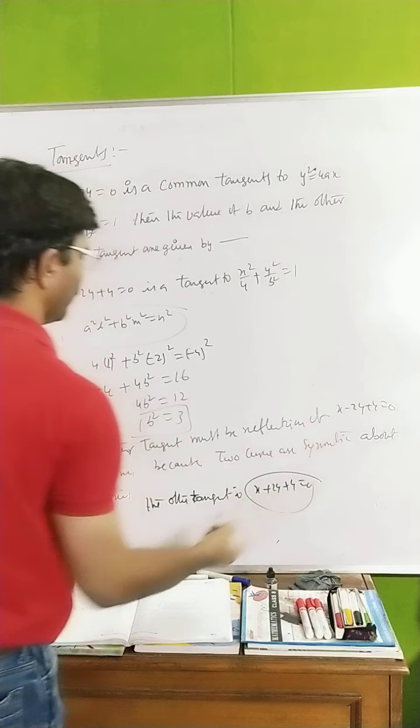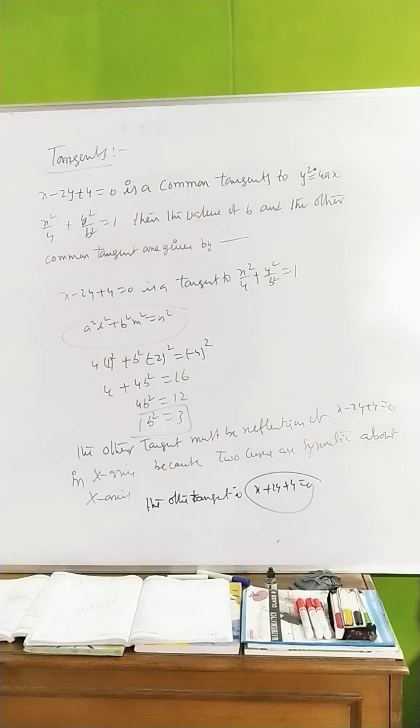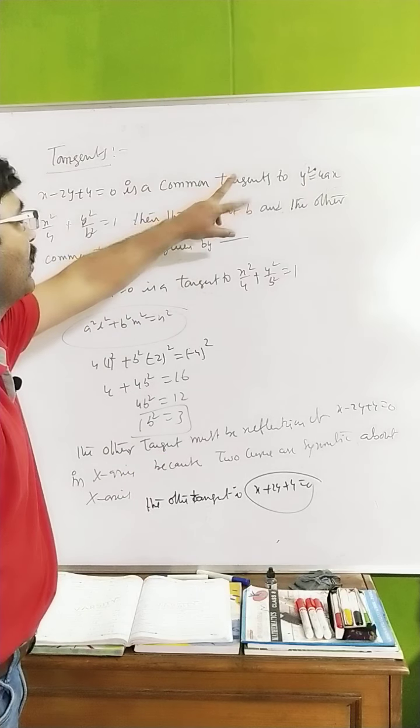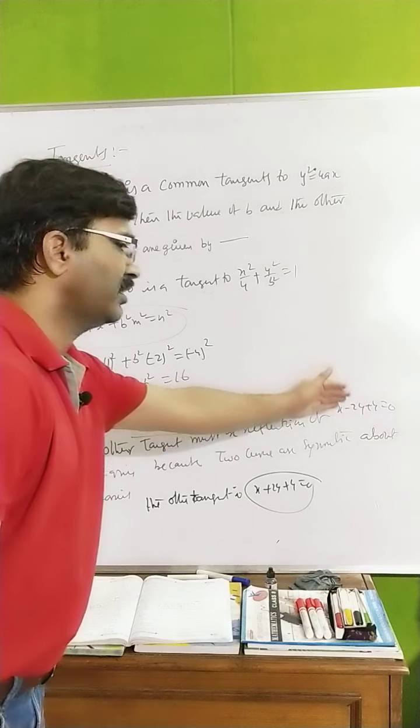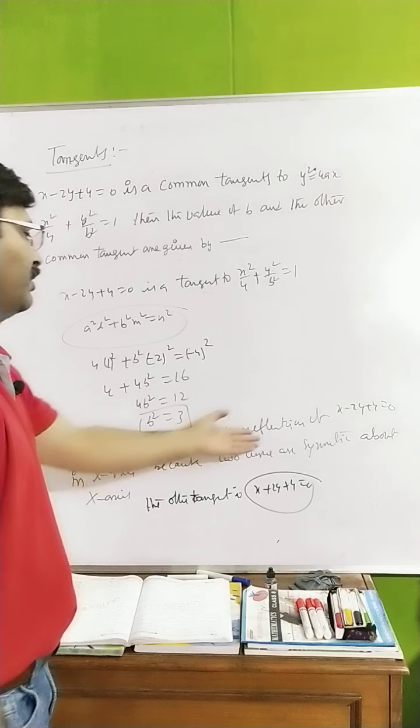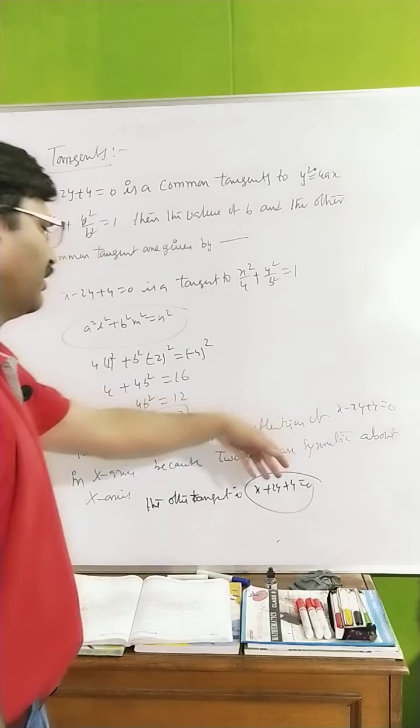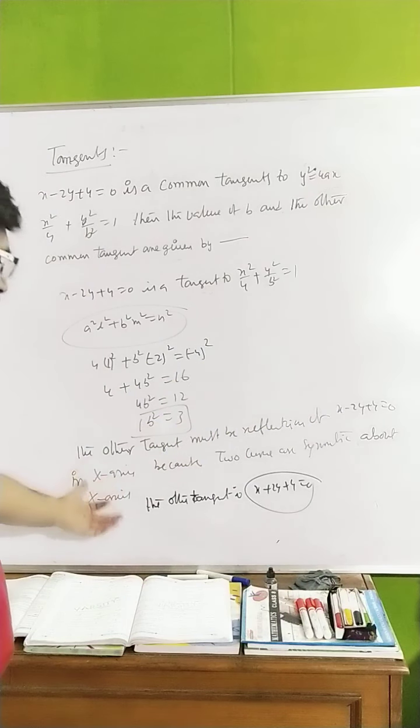Just the reflection of x minus 2y plus 4 equal to 0 is x plus 2y plus 4 equal to 0. This is the other tangent. It's a wonderful question here. Both are symmetric about the x axis. That is the only reason the image of this one becomes the other. Reflection means image. Okay, the reflection of that line in the x axis is the other tangent, we got it.